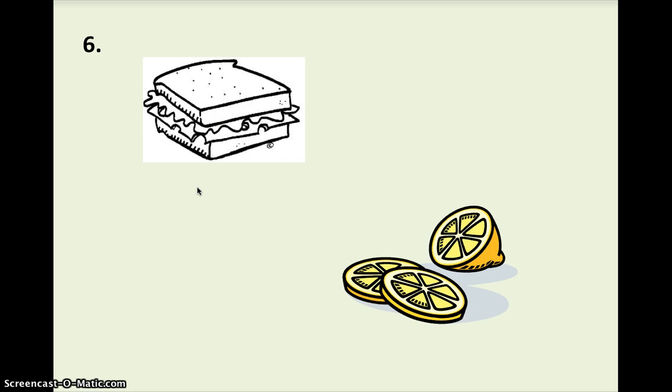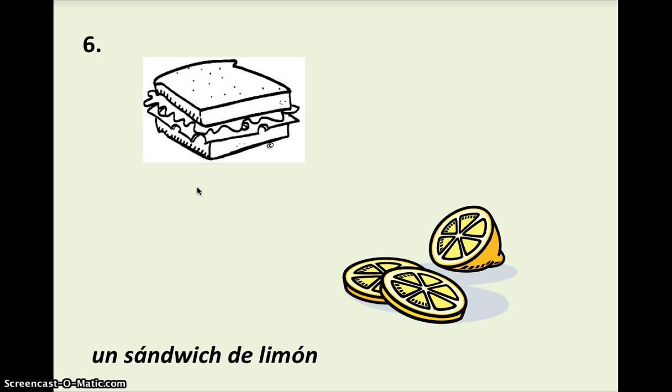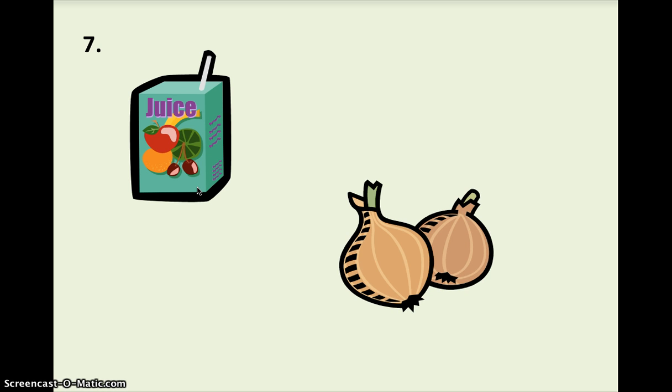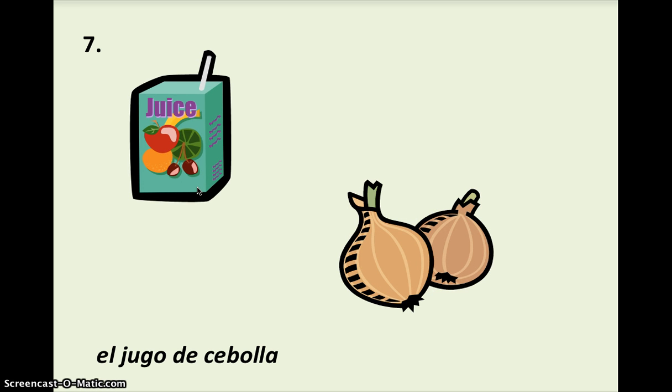Numero 6, we have a sandwich and we have lemons. Sounds tasty, doesn't it? But how would you say lemon sandwich? If you put un sándwich de limón, you are correct. For numero 7, we have juice and we have an onion. So how would you say onion juice? If you put el jugo de cebolla, you're doing good. Nice job.